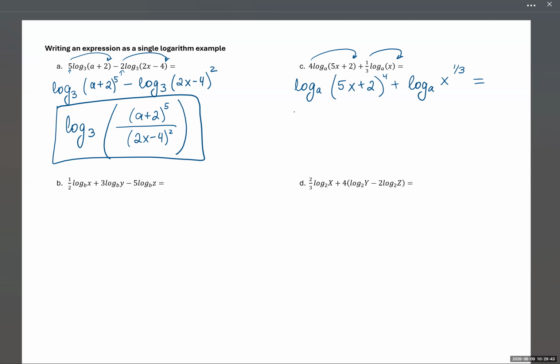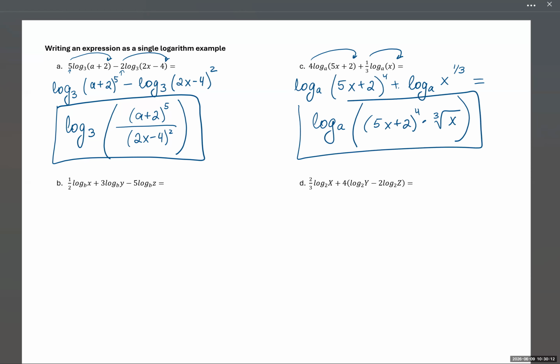So now that we have the exponents taken care of, we can combine the two logs into one. So write one single log down, base a, put down a parenthesis. The plus in between two logs means that the expression inside the logs will be multiplied together. So this is (5x plus 2) to the 4th power times the cube root of x, which is what 1/3 power is. Close the parenthesis, and that is the final answer.